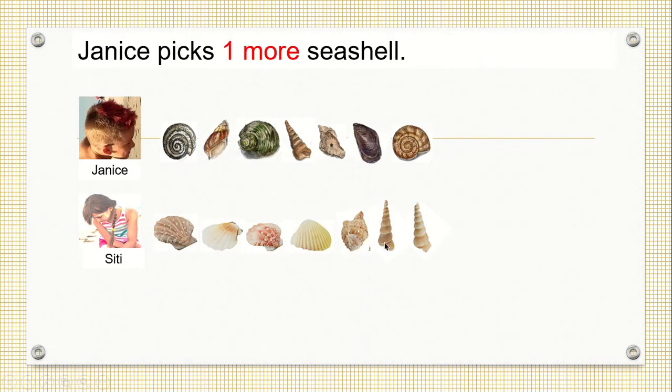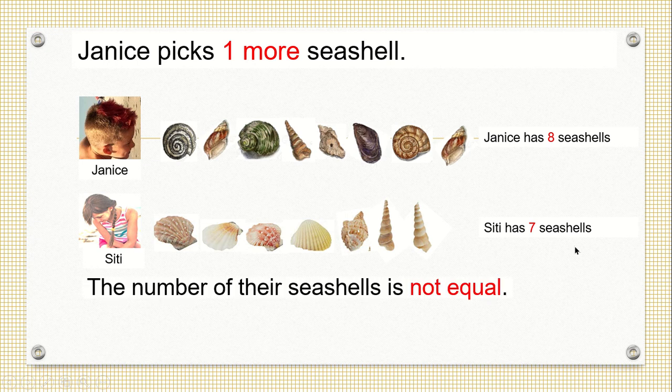So, Janice picks one more seashell. Okay? Now, how many seashells does Janice have? Let's check. 1, 2, 3, 4, 5, 6, 7, 8. Janice has 8 seashells. But Siti still has 7 seashells. Okay? What do you think?